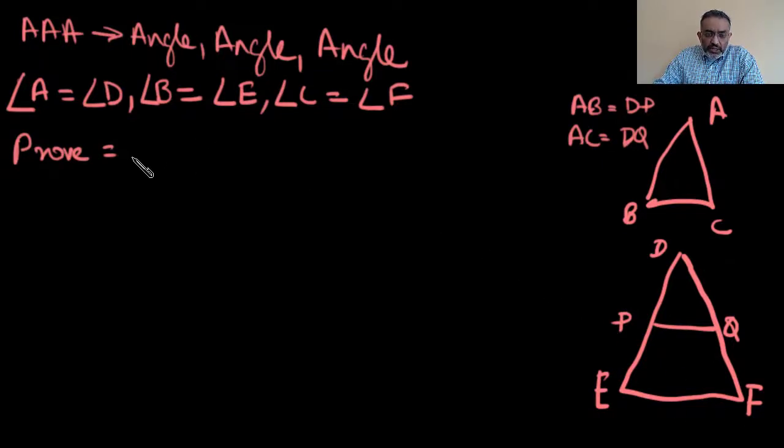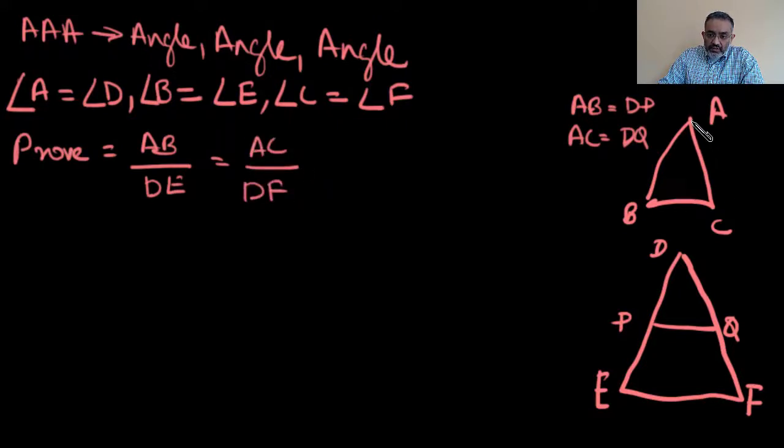Now, how do we show the proportionality of the sides? It's AB by DE, these two sides, and that's equal to AC by DF, this side AC by DF, and that is equal to BC by EF. All right, this side to this side.